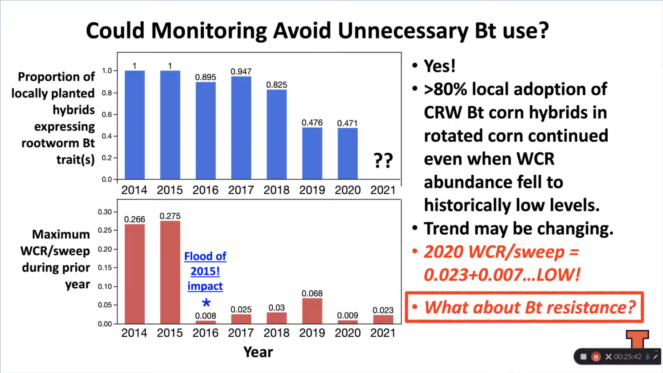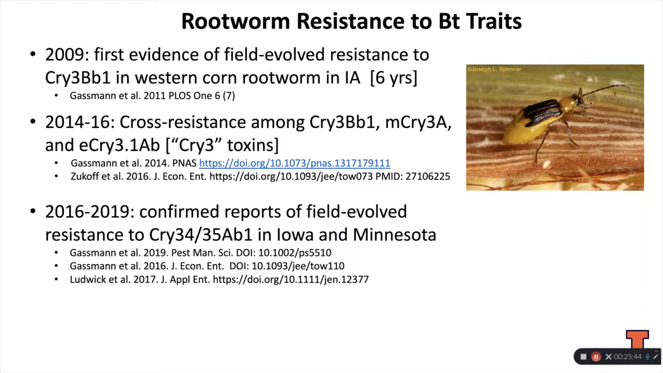So what about Bt resistance? Well, there is rootworm resistance to Bt traits. It was first described in 2011 when Gassman indicated that in 2009 they found field-evolved resistance to the Cry3Bb1 trait in western corn rootworms in Iowa. It took just 6 years for the rootworms to become resistant to the very first trait deployed against them.